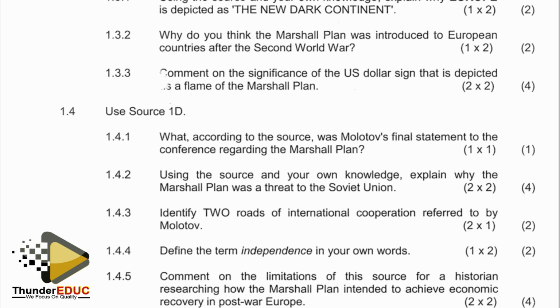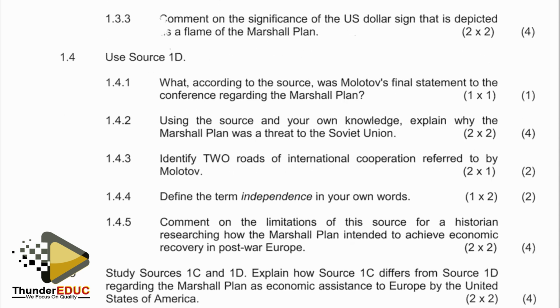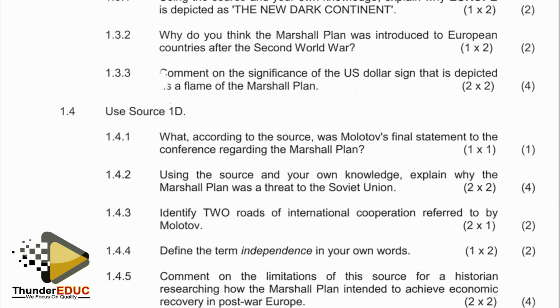Right. Move on to the next question, number 1.3. Comment on the significance of the US dollar sign that is depicted as the flame of the Marshall Plan. What is the importance of the US dollar sign as the flame of the Marshall Plan? It's the one that is giving light to the new dark continent. We can say the American dollar was the new light, given that Europe was the new dark continent.